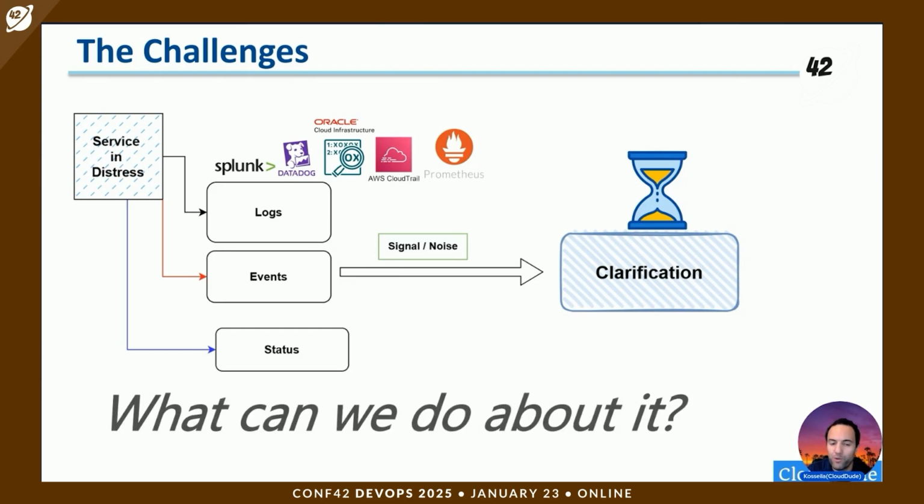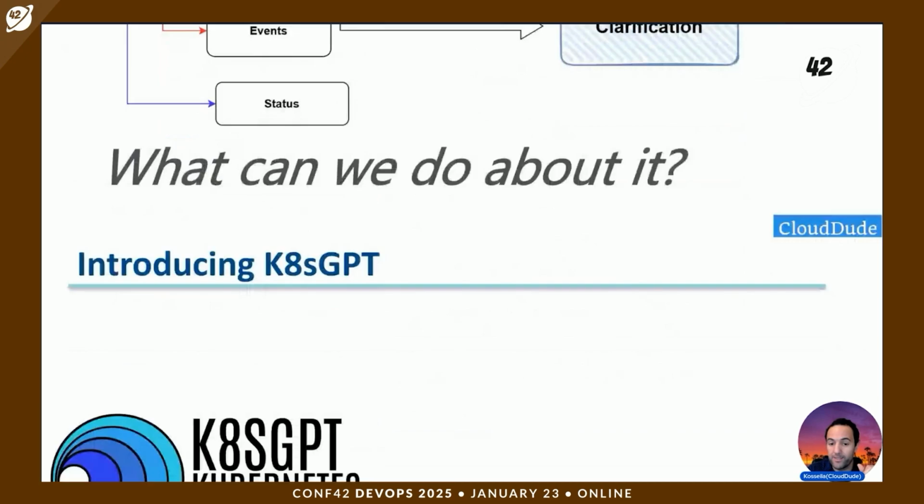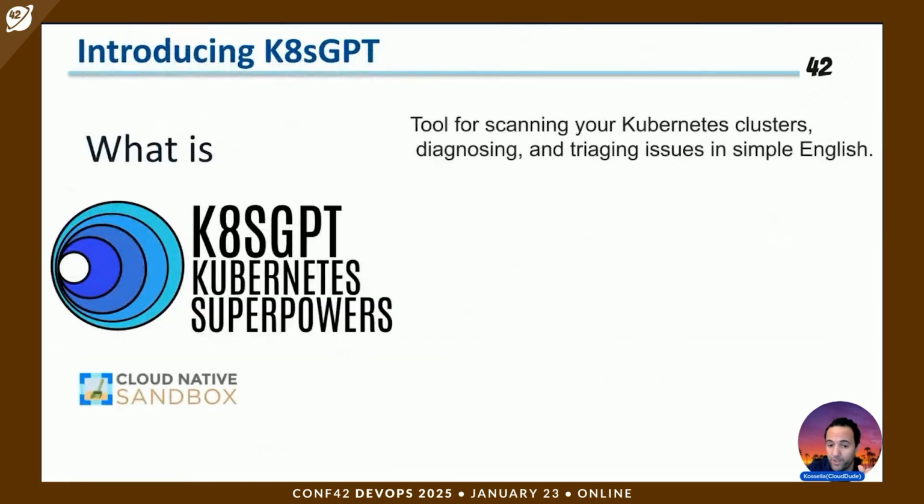So what can we do about this? Well, fortunately for us, some people started to work on the issue. And this inspired people like Alex Johns and a bunch of maintainers to create KSGPT. So what is KSGPT really? Well, simply put, it's just a tool that scans your cluster, diagnoses and triages your issues, and enriches it using LLMs or AI backends, even if you're not a seasoned expert.